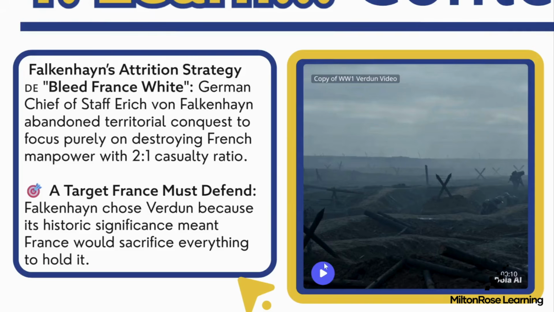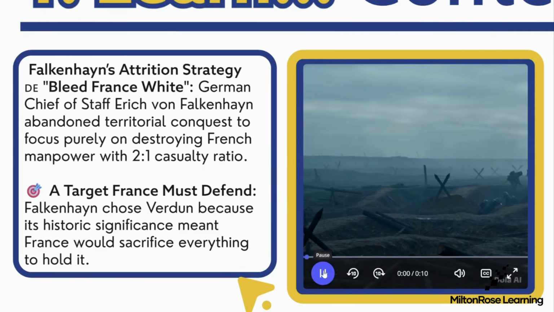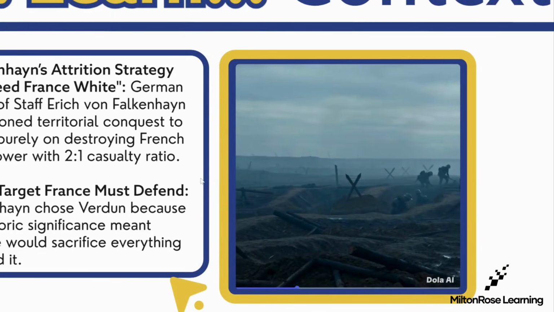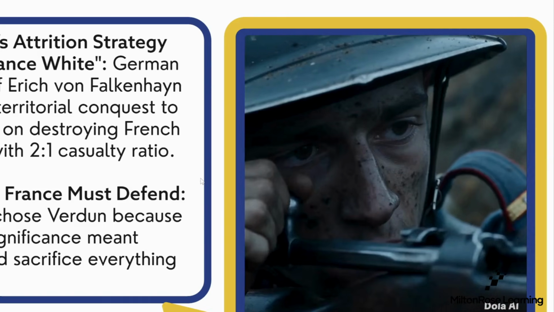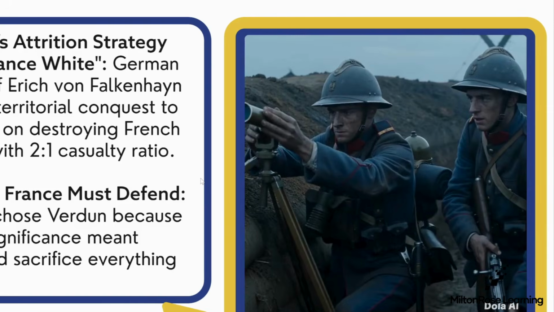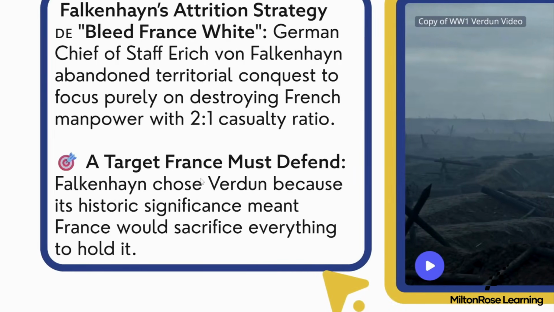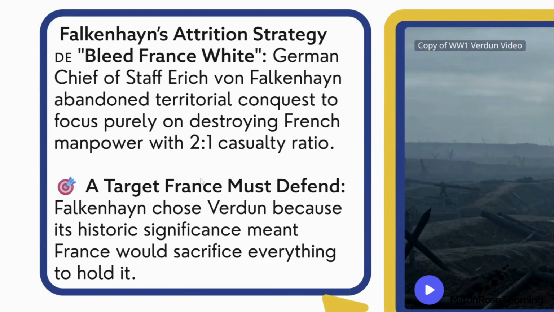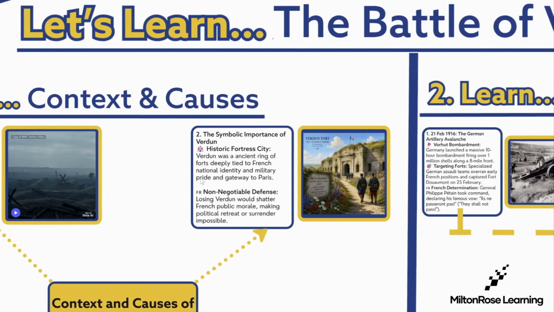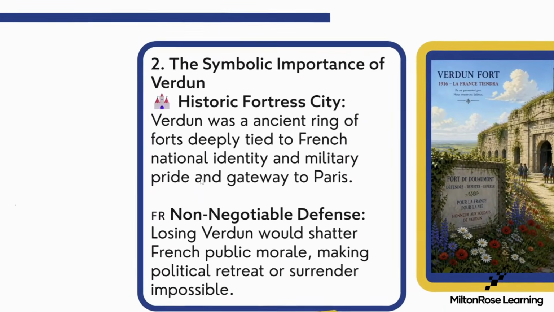Okay, and as you can see, the French were preparing in Verdun. This was not going to be an easy battle, and they fortified the whole area. So this is going to be extremely bloody, and it was a target that France must defend. Falkenhayn chose Verdun very carefully because of its historic significance, and it meant that France would sacrifice everything to hold Verdun. So he was almost trying to lure them into a trap. He knew that they would have to defend Verdun, so that's a good place to try and bleed them white.